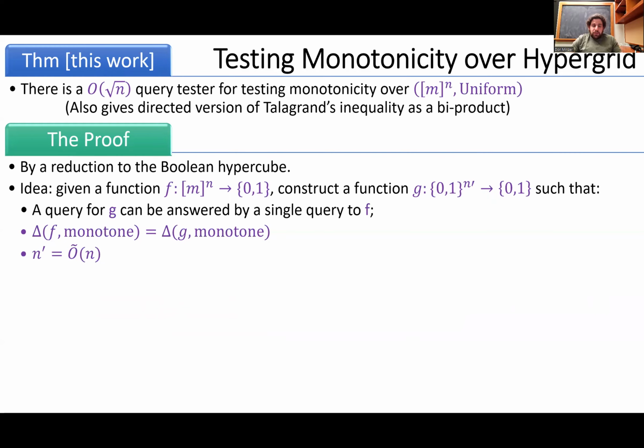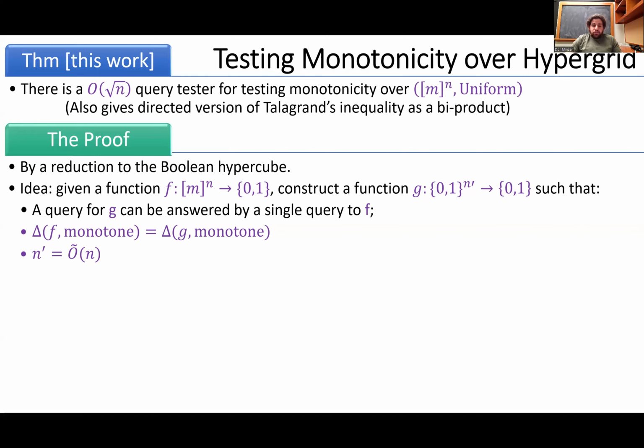Namely, the main goal in our work is we're given a function f over the hypergrid, and we wish to construct a function g over a slightly larger hypercube of dimension n prime. And we want the following properties. We want that a query access for g can be simulated by query access to f.